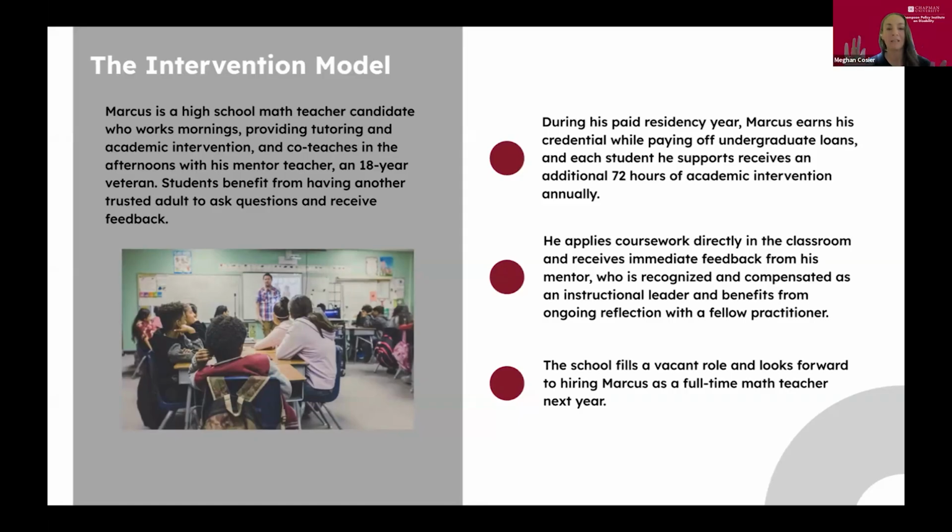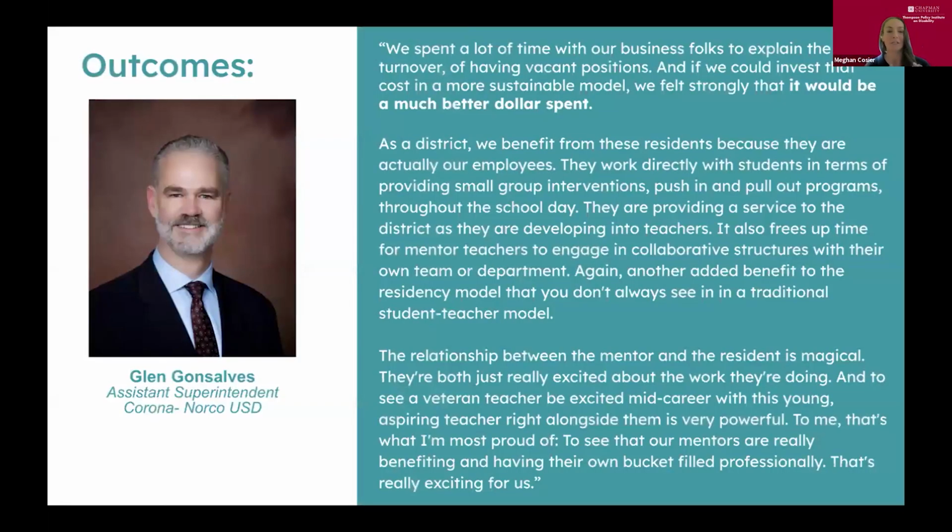I'll stop here with this. One of the districts that was our collaborative partner was Corona Norco Unified. This is the assistant superintendent of human resources, and these are just some quotes about what he had to say about this interventionist model. Not only is it a real benefit to the school, it is also a sustainable residency model that educator preparation programs and districts are able to continue should funding for these residencies no longer be available.